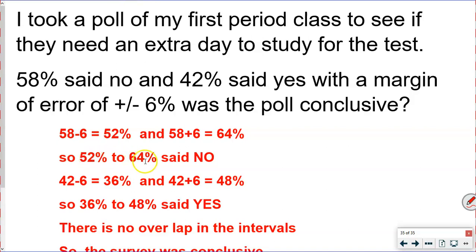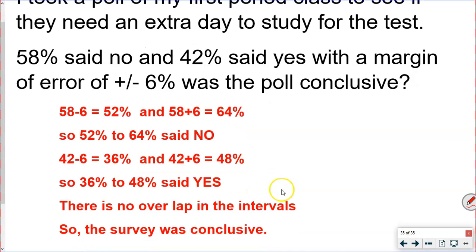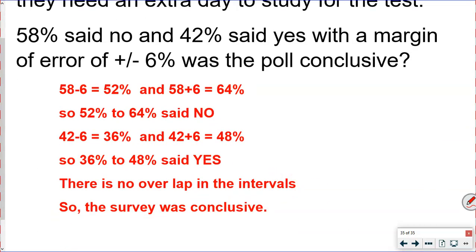So 52 to 64% said no. And then we're going to do the same thing with this 42. Subtract 6 and add 6. So that's going to give us 36 to 48. So what we're looking for here are, do these intervals overlap? So this is, I want to show you guys because one of my classes asked me to do this. So when I do this, I got 36 to 48, right? And then the other one is 52 to 64.